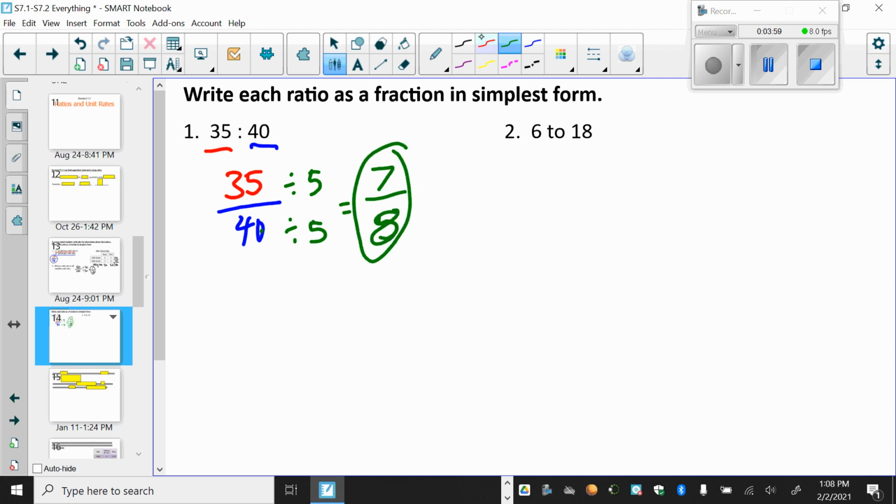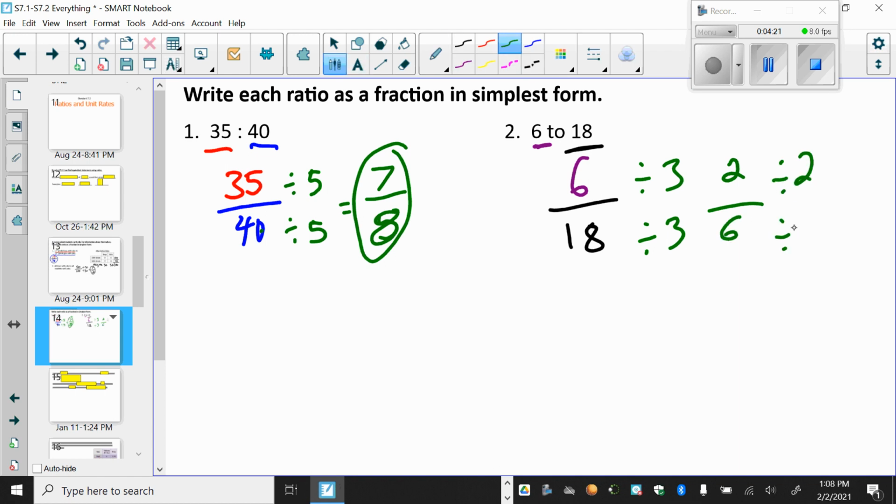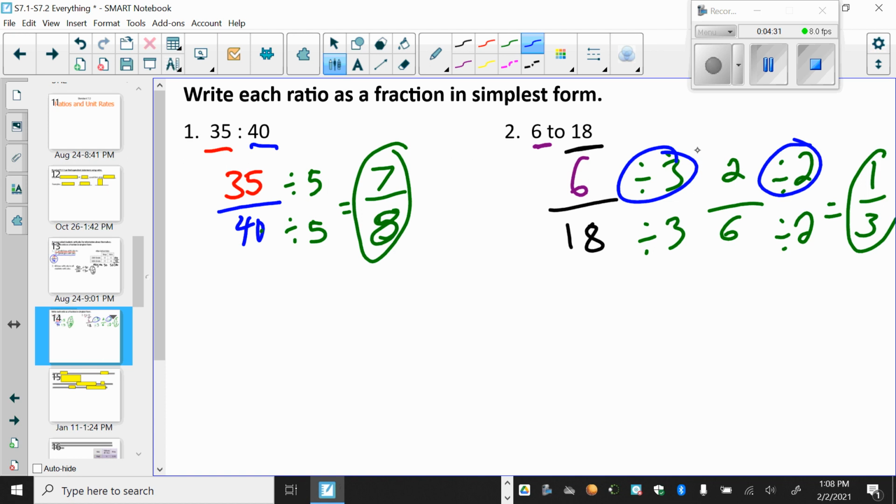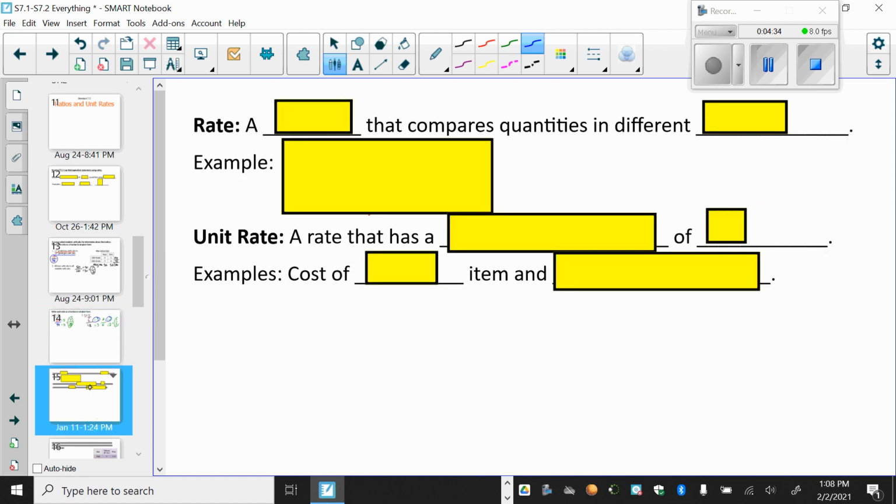That's my answer. Over here I got 6 over 18, so 6/18. Then I'm going to divide by, let's try 3. It's going to give me 2 over 6, excuse me, not 2 over 9. 2 over 6. Oh, I can divide by 2 again. That equals 1 over 3. I could have just divided by 6, because I have this and this. So that's how you make a ratio.